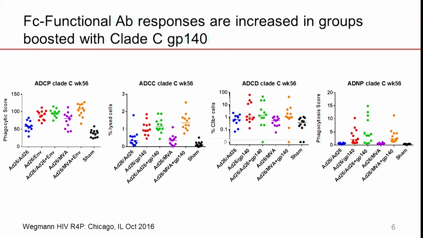So functionality is something we're interested in. As I mentioned, that was a correlate in the previous study. And again, it looks like the GP140 groups were higher in regard to the functionality of their antibodies. So on the left is the best example in the vector only group in blue. It's not that much better than the sham group in regard to phagocytic activity. However, the groups that got that GP140, the red, the green, the yellow, those groups were much higher.